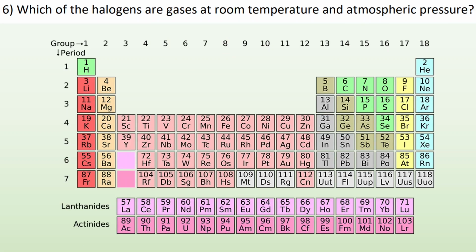Number 6. Which of the following halogens are gases at room temperature and atmospheric pressure? All right, so which halogens? I need to know that I'm talking about group 17, and they need to be gases at room temperature. We got fluorine, chlorine, bromine. Nope, it's going to be a liquid. Iodine, a solid. So yeah, I would go with fluorine and chlorine. And I guess that's it.